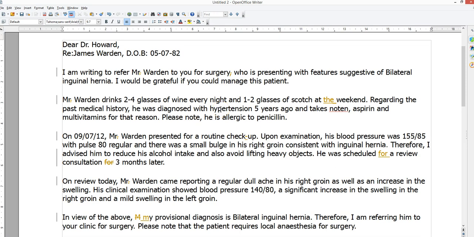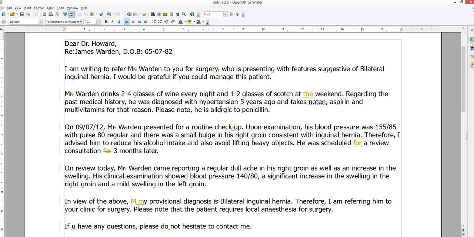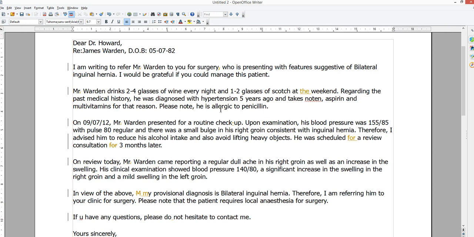So, not too bad, not too bad. In terms of vocabulary and grammar, it's good. But task achievement and layout could possibly do with a bit of work. Okay?